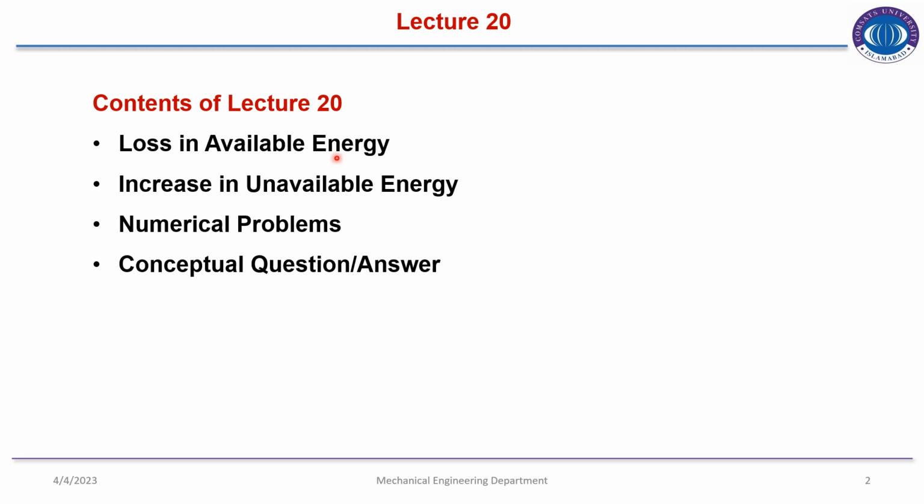If available energy increases, then unavailable energy, which is the opposite of available, will decrease. So we will find the mathematical relations for how to find the quantity of decrease in available energy and increase in unavailable energy. Then we will solve a numerical problem and we will discuss some conceptual questions and answers at the last as well.